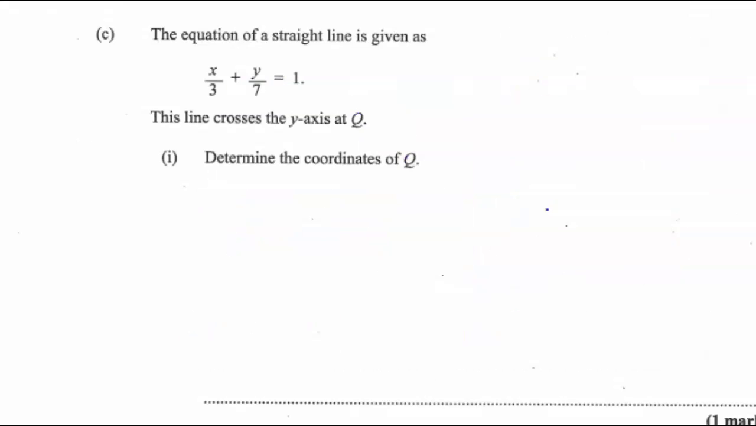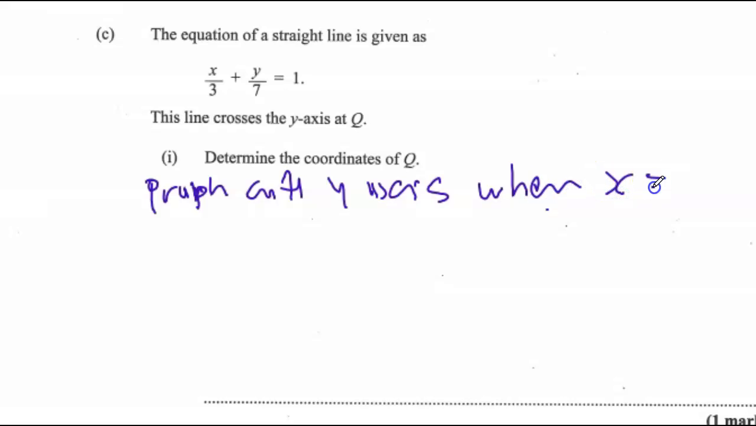The equation of a straight line is given as x over 3 plus y over 7 is equal to 1. This line crosses the y-axis at Q, determine the coordinates of Q. Now remember that the graph cuts the y-axis when x is equal to 0. So we sub x equals 0 into this equation here.